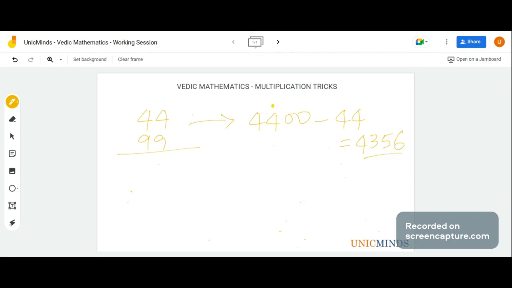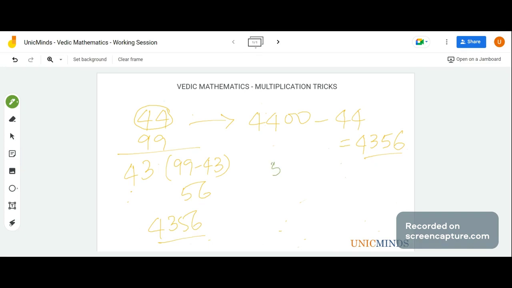I won't say only the Vedic mathematics technique is very fast, but the Vedic mathematics technique for this would be, whenever we have something like this, reduce 1 on the 44 number, so we make it 43, and your RHS will be 99 minus 43, so that will be 56. So therefore the answer is 4356. So let's try one more problem.